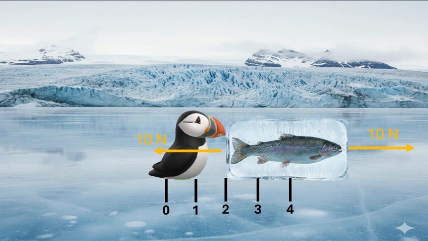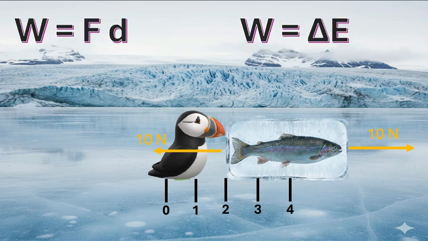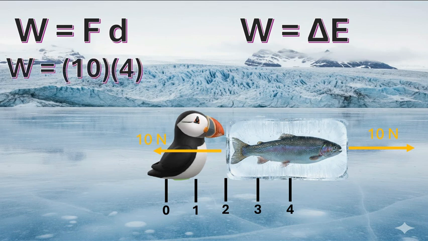And you can see that because the force in front is equal to the force in back, you have balanced forces, so his speed stays the same. He doesn't speed up or slow down. And so if we want to see how much work he did, using the first equation, we just do 10 newtons times 4 meters, and 10 times 4 is 40. But let's do it with the second equation.